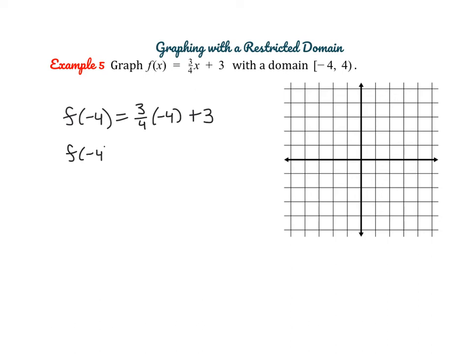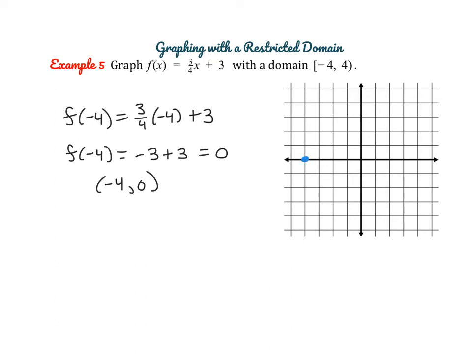So f of negative 4 equals. This 4 and this 4 will cancel out, but the negative will remain. So this gives us negative 3 plus 3, which is 0. So that gives us the coordinate negative 4, 0. So let's plot that on our graph with a closed circle because it is included.